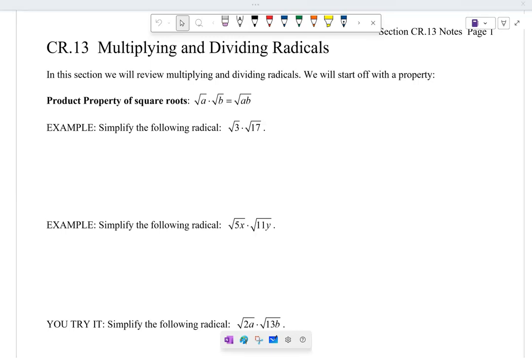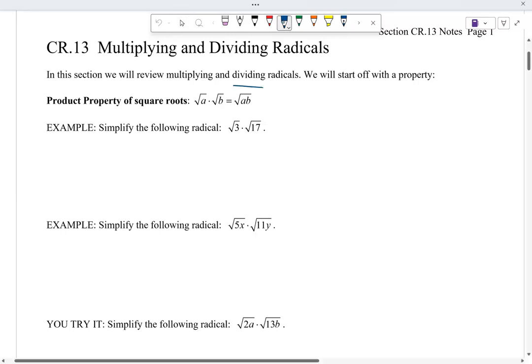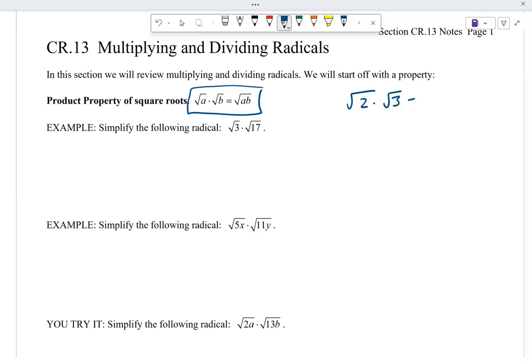We're going to multiply and divide radicals and look at the product property of square roots. If you have the square root of 2 times the square root of 3, it'd be the square root of 2 times 3, as long as they're the same index. Both of these are second roots, so we don't write that red 2 in there. They've got to be the same root in order to do that.